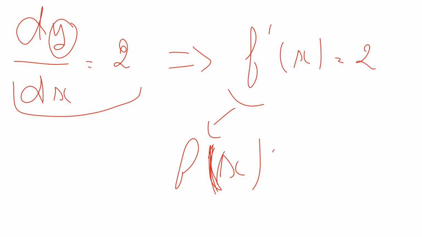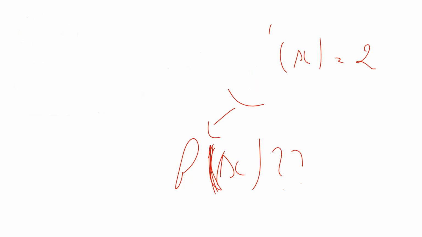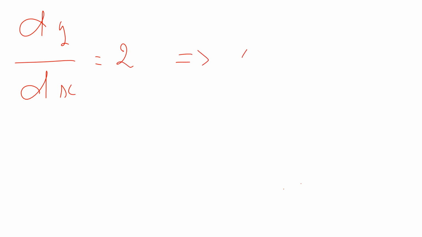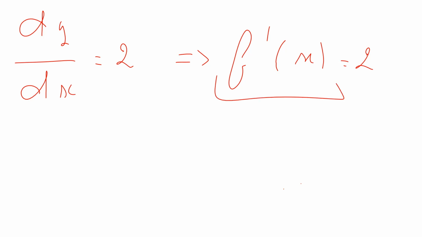We are trying to find f of x. So let's try and do this example here. We had dy over dx equals 2, which is similar to, let's say, dy over dx is equal to 2, is similar to f prime of x equal to 2. Then what would be an original function for this f prime here?